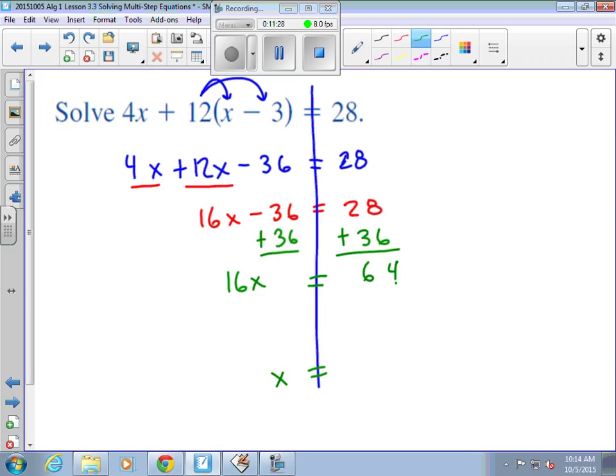Get x by itself by dividing by 16 to cancel out the multiplication. If you do it to the left, do it to the right, divide by 16, and 64 divided by 16 is 4. X's value is 4.